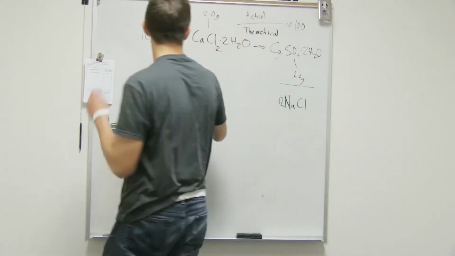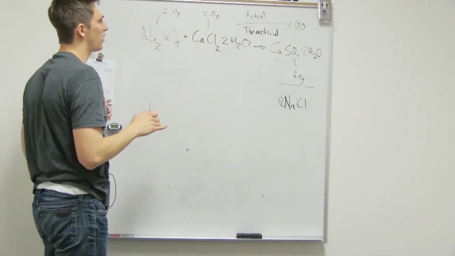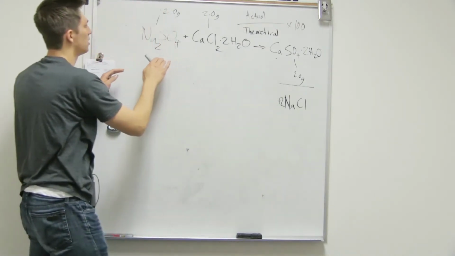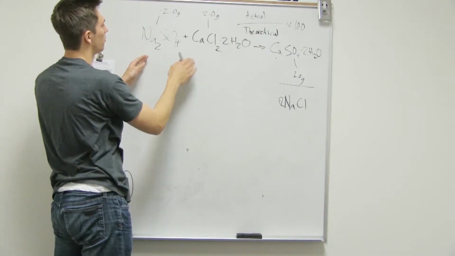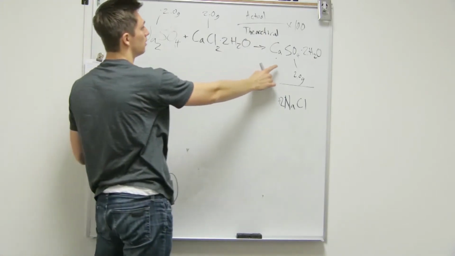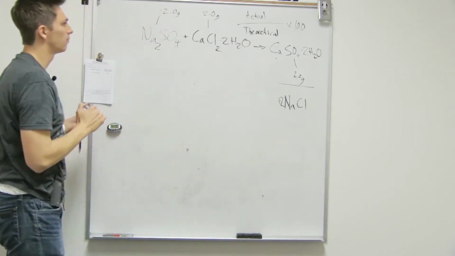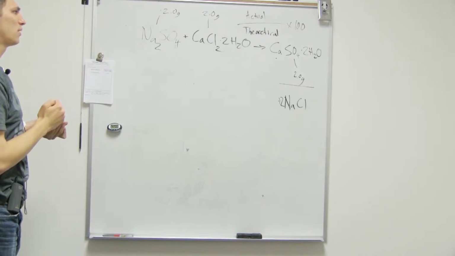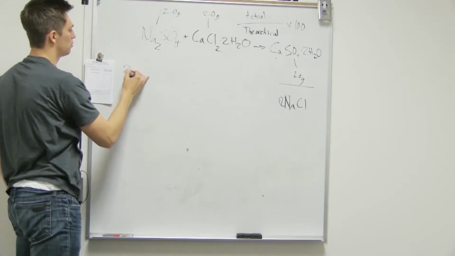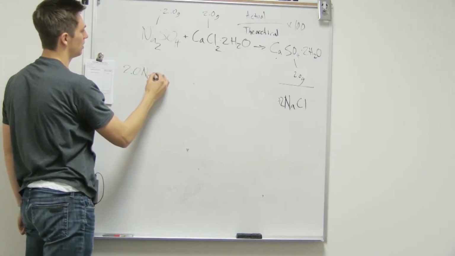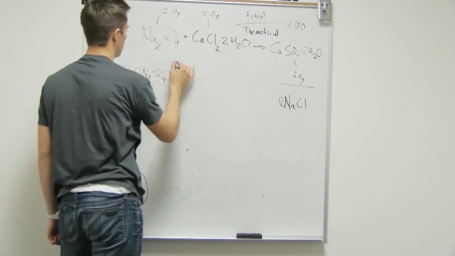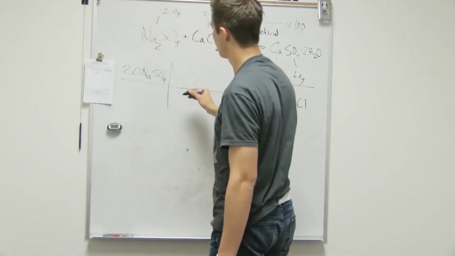Now what we want to do is figure out, given our equation, how much is supposed to be produced over here. None of them is the limiting reactant here. Now let's try it. 2.0 grams of Na2SO4, right?